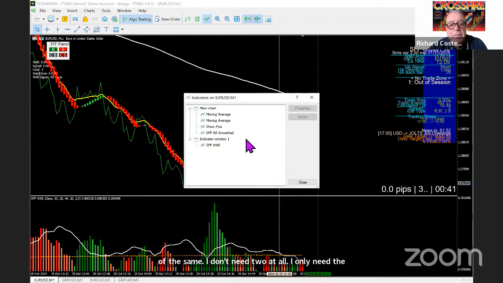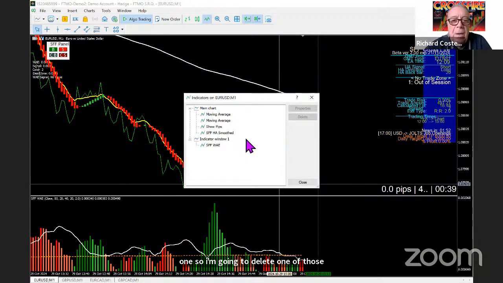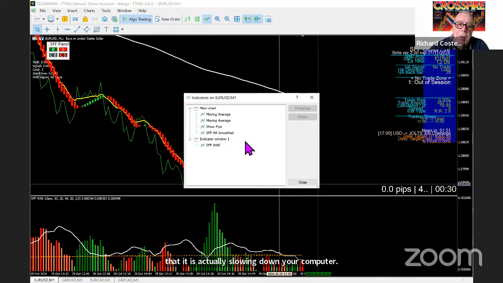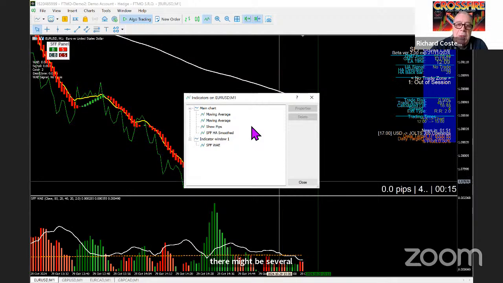The reason for deleting them is that if you've got duplicate indications, it is actually slowing down your computer. Not to any great degree, but you'll find that if you're constantly using this trading assistant, and you come to look at your indicators, there might be several duplications. So you need to keep them down to the indications you actually need.